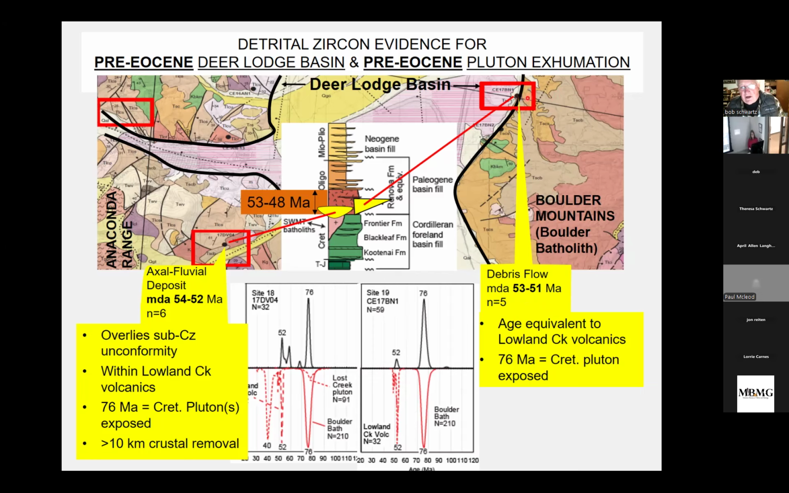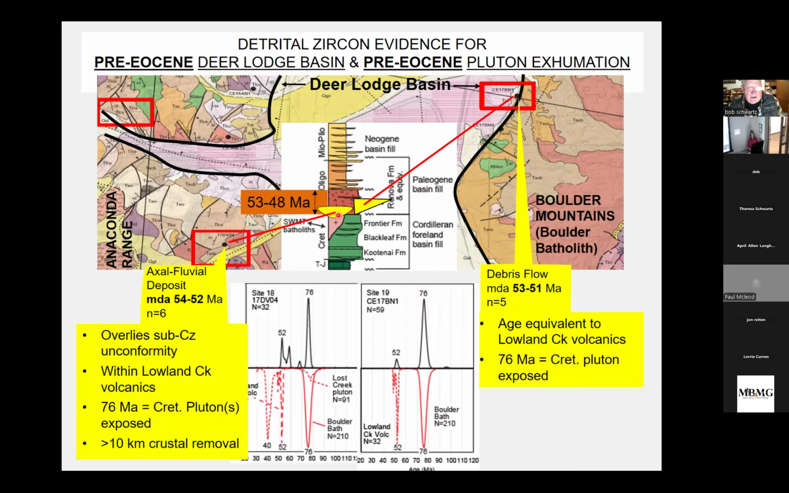It's documenting transport off the batholith. And in addition to these volcanic related grains, here's the detrital zircon plot for that sample. We have a 76 Ma peak, or a mode, if you will, that matches the Boulder batholith. So we know that 51 to 53 million years ago, the Boulder batholith was already exposed and supplying detritus to the basin.